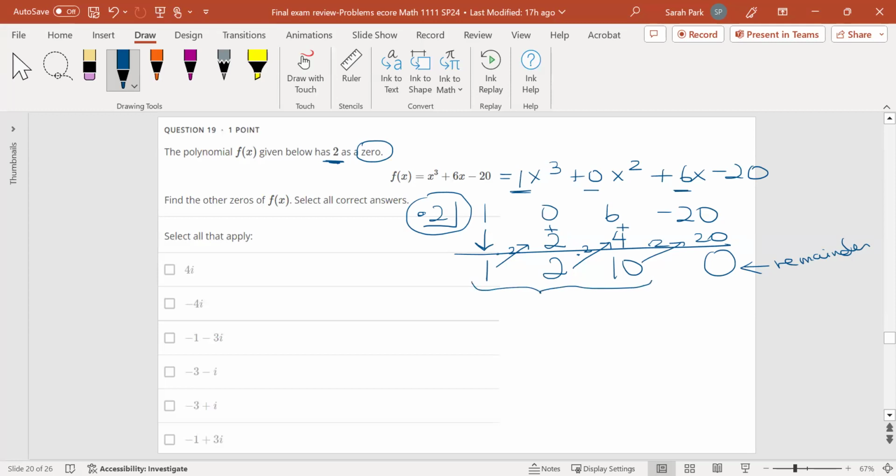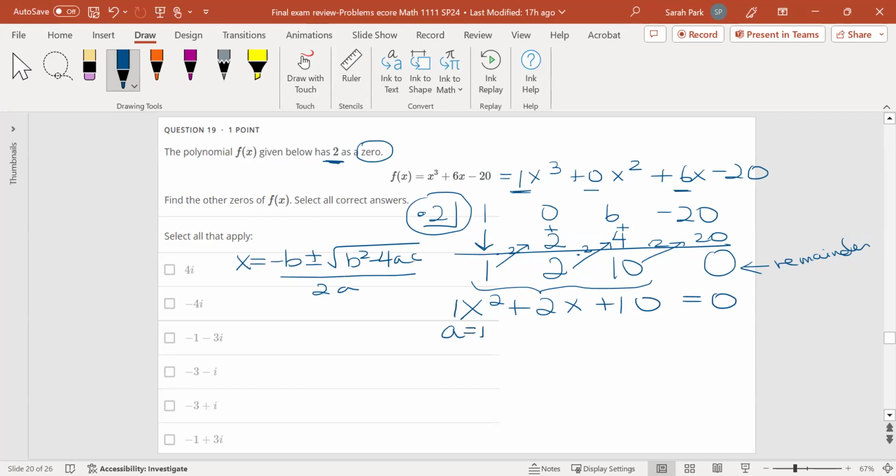So if I use this and bring that down, I rewrite it as 1x squared plus 2x plus 10, and set it equal to 0. I don't think that's factorable, because you don't have a product of 10 that'll give you a sum of 2. So now we have to resort to the quadratic formula, which is x equals -b plus or minus the square root of b squared minus 4ac, all divided by 2a. In this case, a is 1, b is 2, and c is 10. So we have -2 plus or minus the square root of 2 squared minus 4 times 1 times 10, all divided by 2 times 1.